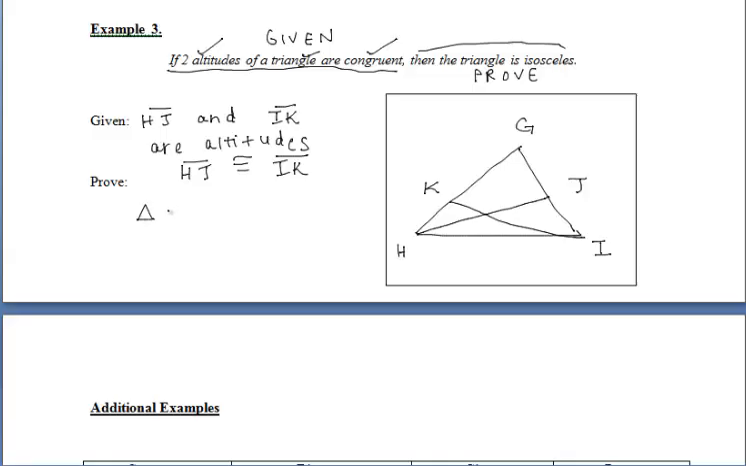Then we want to prove that the triangle is isosceles. Well, that's our larger triangle. So we want to prove that triangle GHI is isosceles. And then we're done with setting that one up.